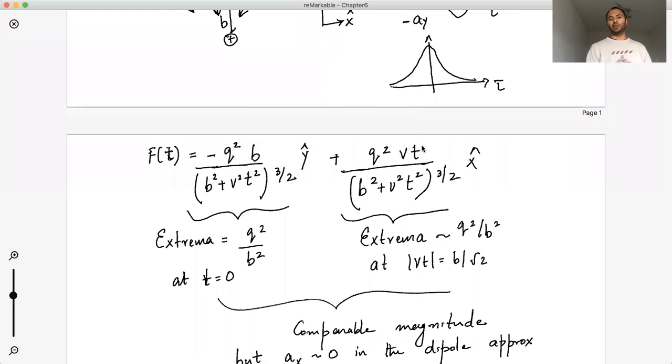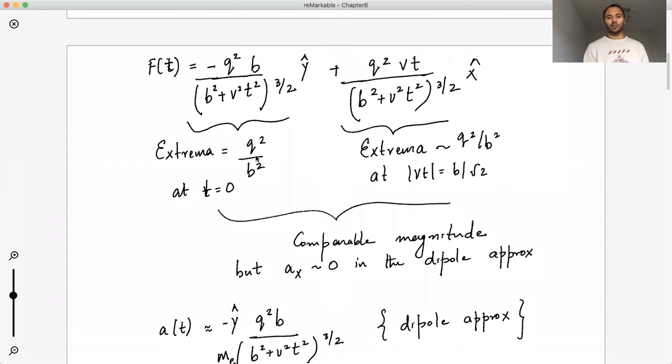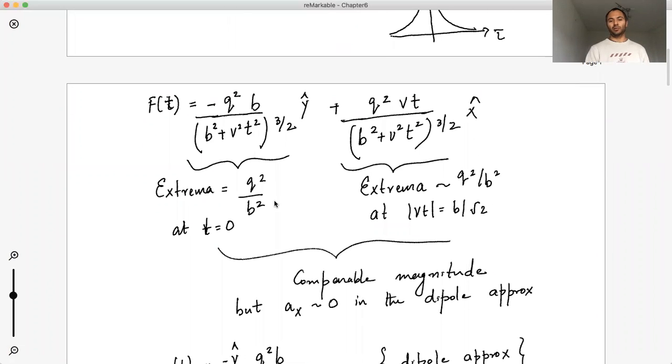You can see that you get an odd function here and an even function here. What do these functions look like? You can do some basic algebra to get some intuition. For this function, you can calculate its extrema by taking the derivative and setting it to 0. This function is simpler. The extrema just happens in this case when t equals 0, and so you just get q squared by v squared. You can do the same here: take the derivative, set it to 0, and you get the extrema.